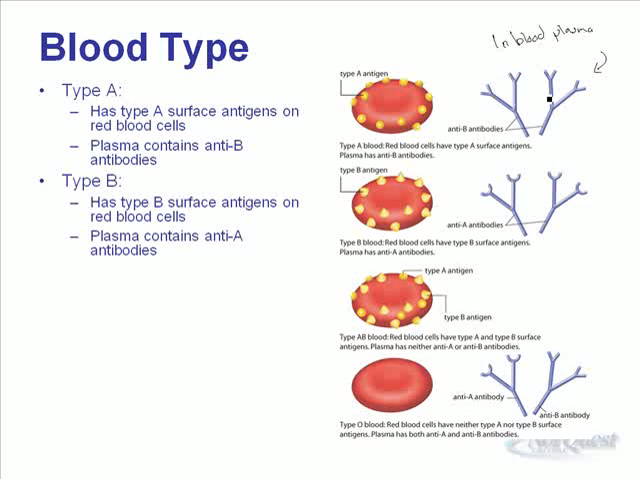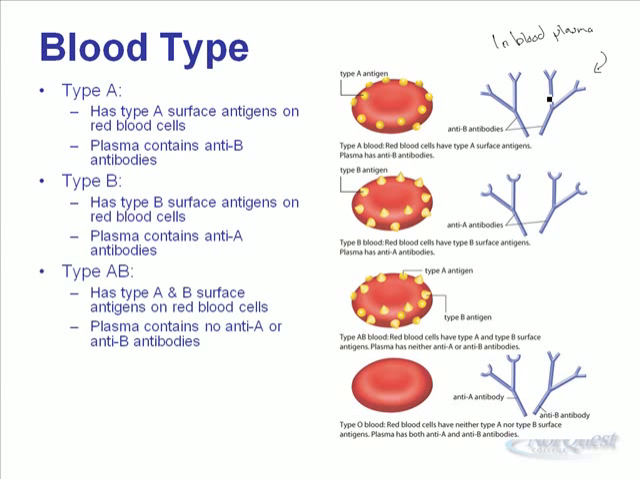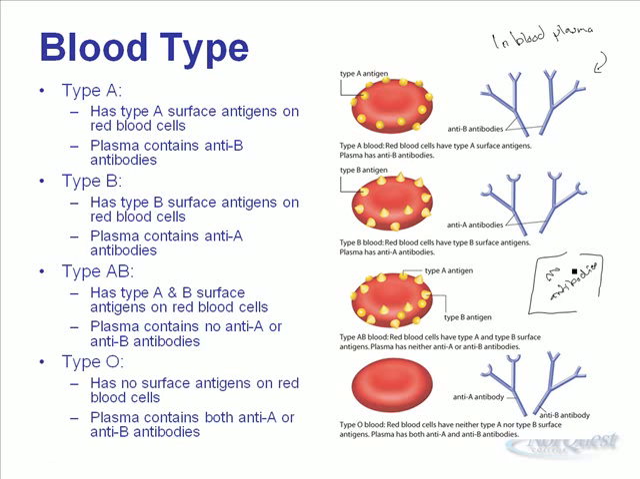If you have type B blood, the situation is reversed. You have B antigens on your red blood cells and antibodies for A in your plasma. Type AB blood has both antigens on the red blood cell. Notice that there are no antibodies. And if you have type O blood, it means that your red blood cells don't have either antigen on them. They have other antigens that are shared by all blood types, but none of the A or B antigens, and as a consequence, you end up with antibodies against both the A antigen and the B antigen.